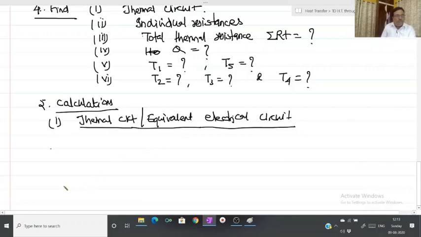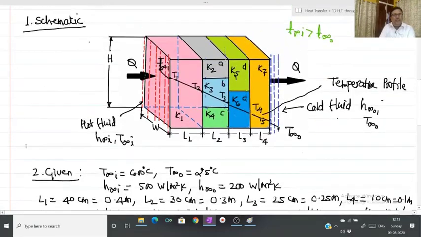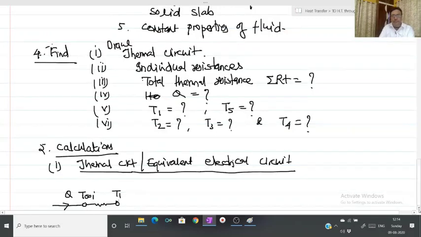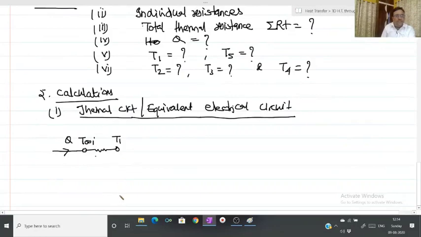So the flow quantity once again will be Q, and the first thermal resistance will be offered by this hot fluid film between temperatures T infinity I and T1 by convection, and the thermal resistance will be represented by RT infinity I. Second, thermal resistance will be offered by the first slab material between temperatures T1 and T2 by conduction, and it will be represented by RT1.